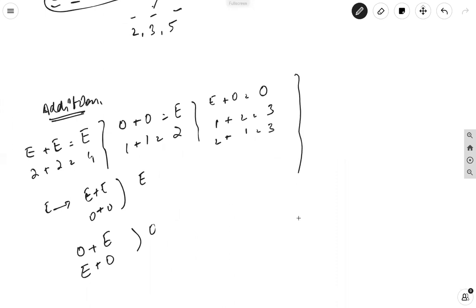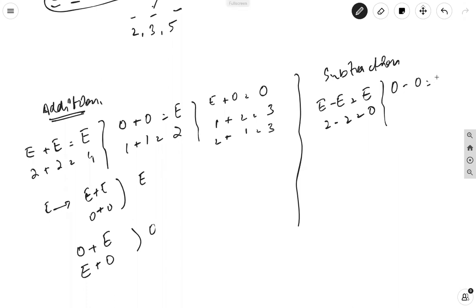The same properties hold for subtraction. If we subtract two even numbers, the result is still even. 2 minus 2 is 0. If we subtract two odd integers, the result is always even. Like 1 minus 1 is 0. And if one is even and one is odd, or one is odd and one is even, the result is odd. Take an example, 2 minus 1 is 1, and 1 minus 2 is -1.